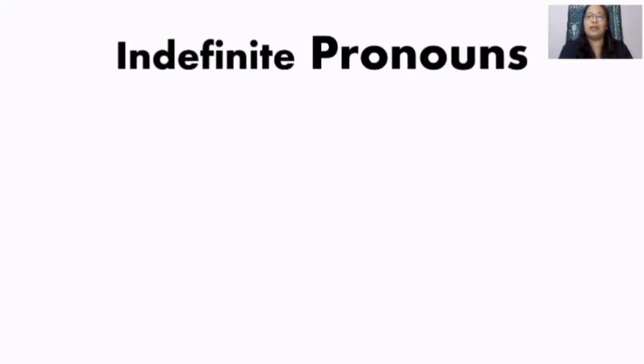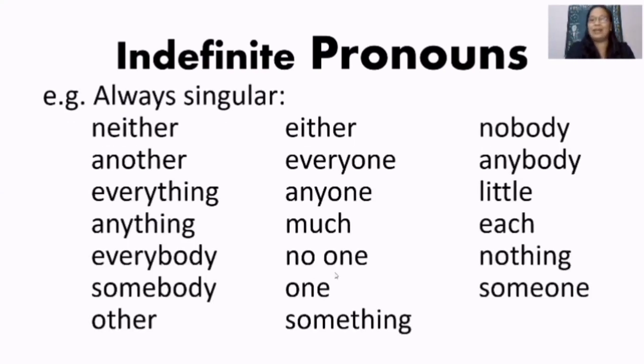Next, if we have indefinite pronouns which are always plural, we do also have indefinite pronouns which are always singular. Neither, either, nobody, another, everyone, anybody, everything, anyone, little, anything, much, each, everybody, no one, nothing, somebody, one, someone, other, and something are all indefinite pronouns which are always singular. All of these words, everyone, anybody, anything, somebody, nobody, something, are examples of pronouns.